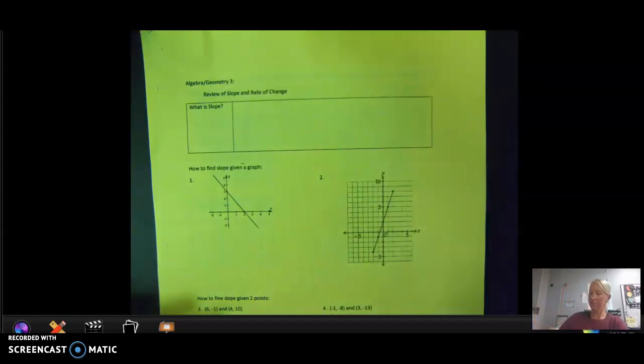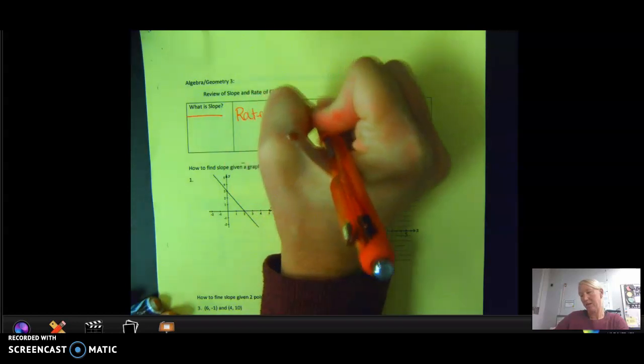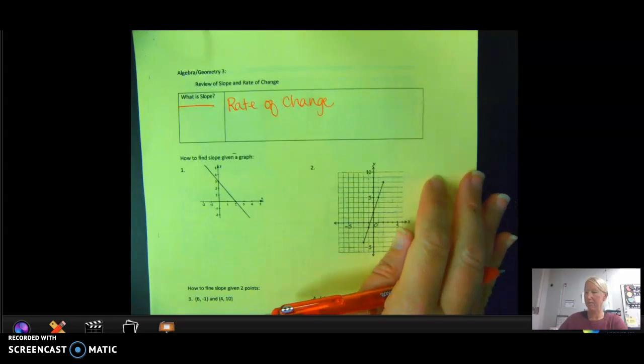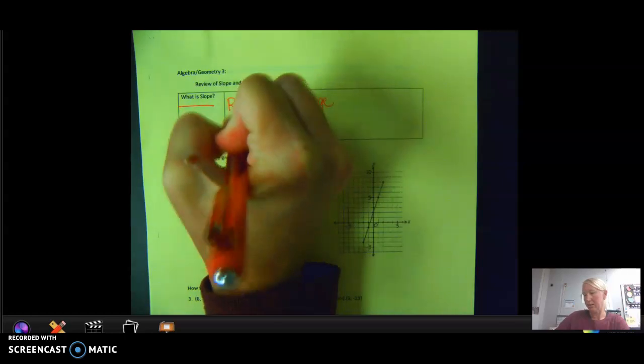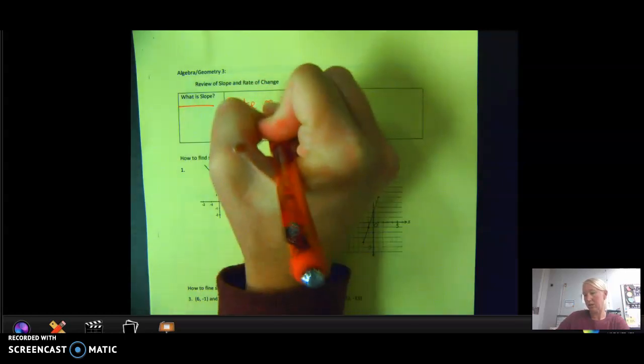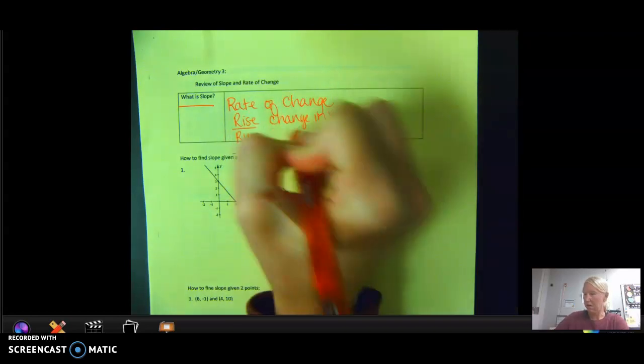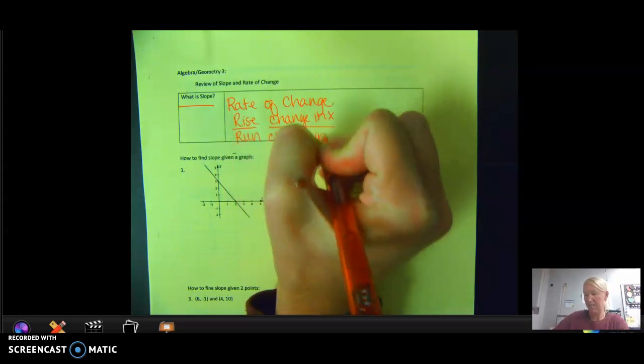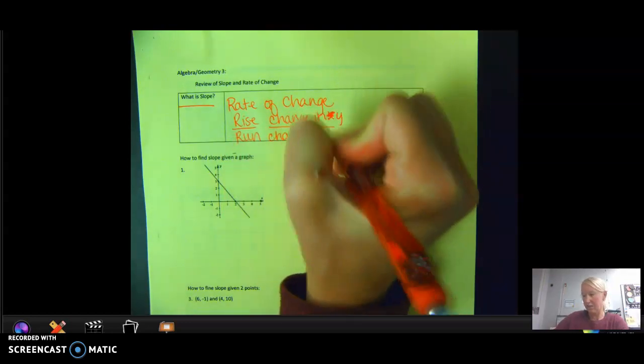All right, so what is slope? Slope is also called the rate of change. Anything I write on here, you should be following along on your note packet and writing it in also, so you have these as a reference guide. It's my rise over my run. So my change in x on a coordinate grid, right? Over my change in y. Or, I'm sorry, change in y over change in x.